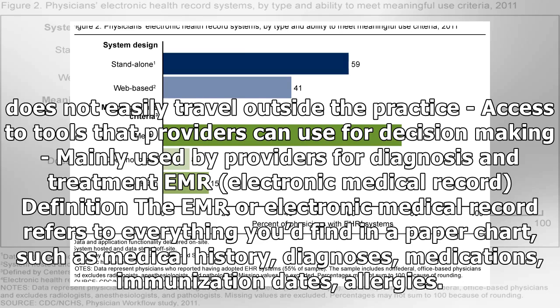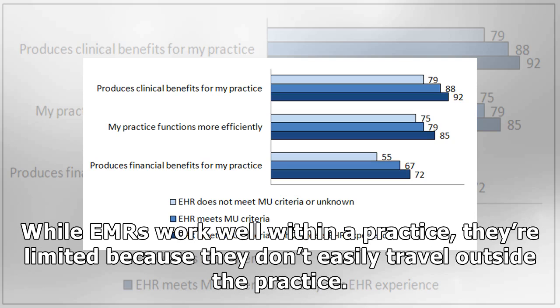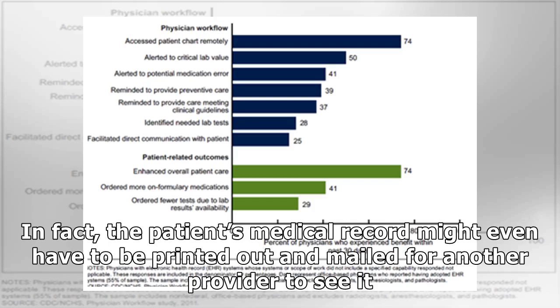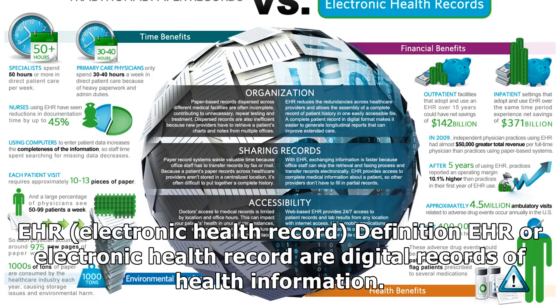EMR, electronic medical record. Definition: the EMR, or electronic medical record, refers to everything you'd find in a paper chart, such as medical history, diagnoses, medications, immunization dates, and allergies. While EMRs work well within a practice, they're limited because they don't easily travel outside the practice. In fact, the patient's medical record might even have to be printed out and mailed for another provider to see it.